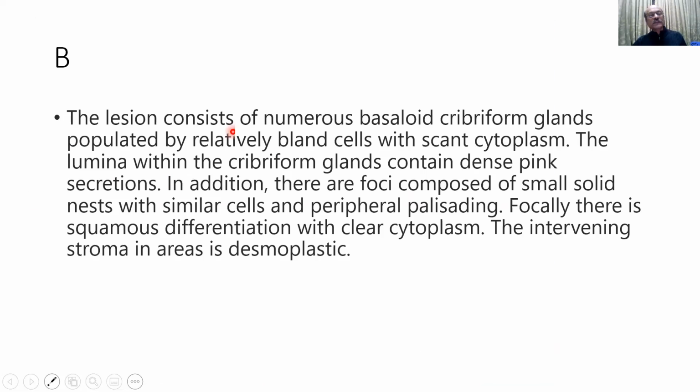The lesion consists of numerous basaloid cribriform glands populated by relatively bland cells with scant cytoplasm. The lumina within the cribriform glands contain dense pink secretions. In addition, there are foci composed of small solid nests with similar cells and peripheral palisading. Focally, there is squamous differentiation with clear cytoplasm.